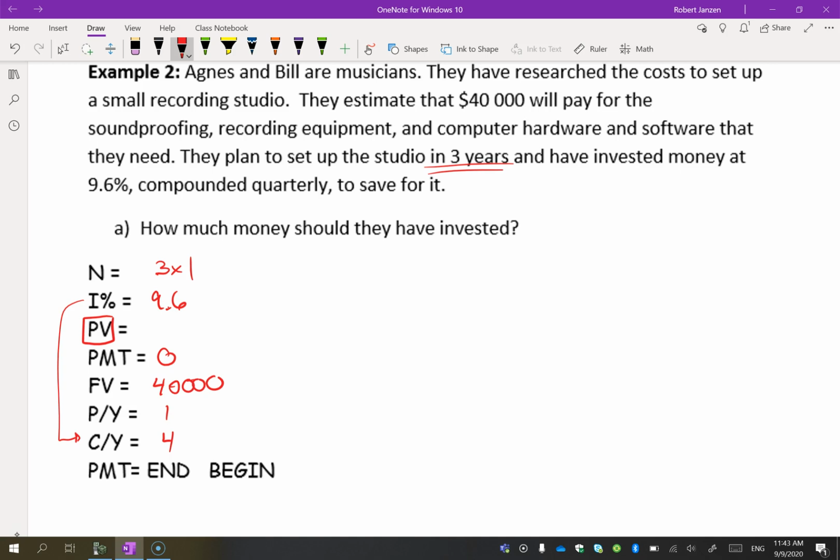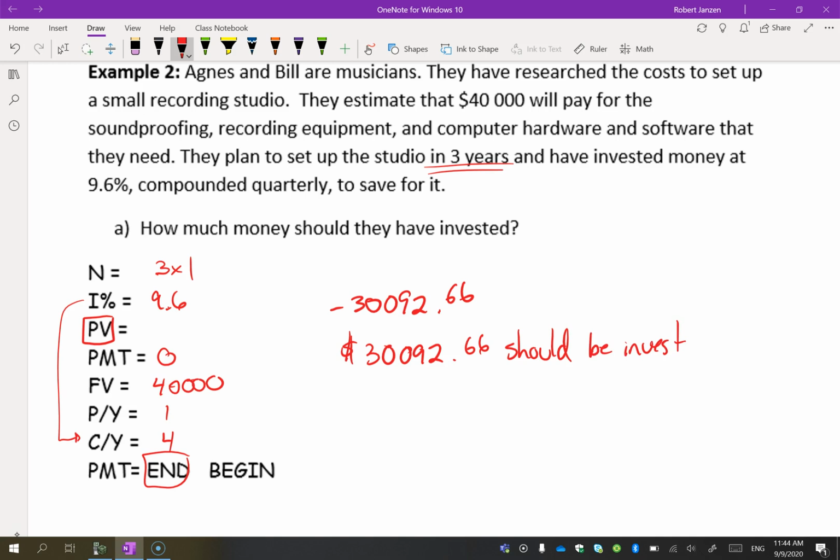Okay, so let's solve this. Alpha equals, turns out that you have a need for $30,092.66. So we'll say should be invested. Okay.